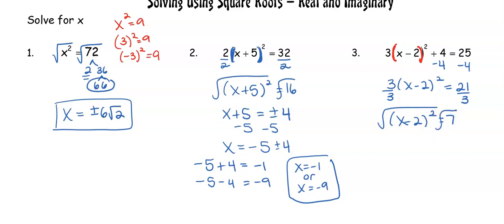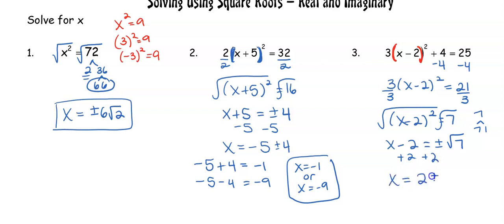Now the other two we were able to break down, but if you try to break down 7, that's just 7 and 1, which is okay. Sometimes you can't break it down. So this becomes x minus 2 is equal to plus or minus the square root of 7. The step that you take the square root, that's the step that you put that plus or minus in there. And then we move the 2 over.